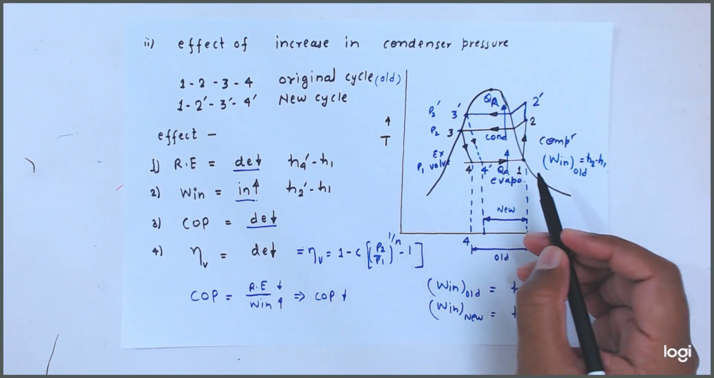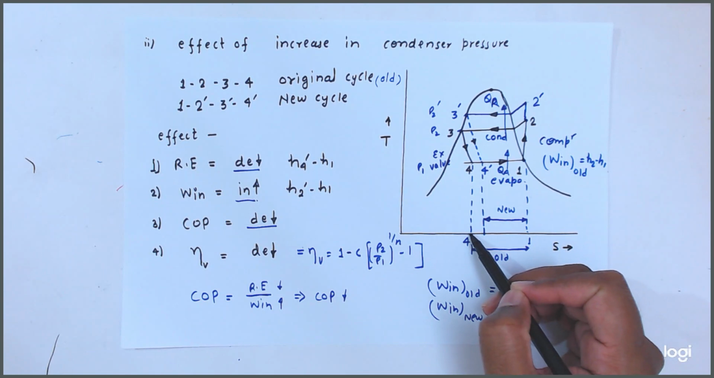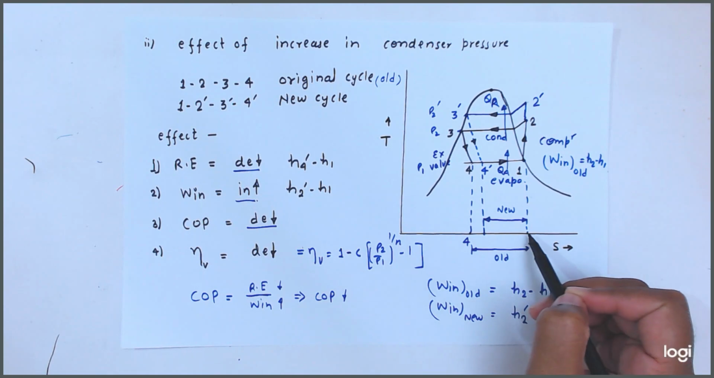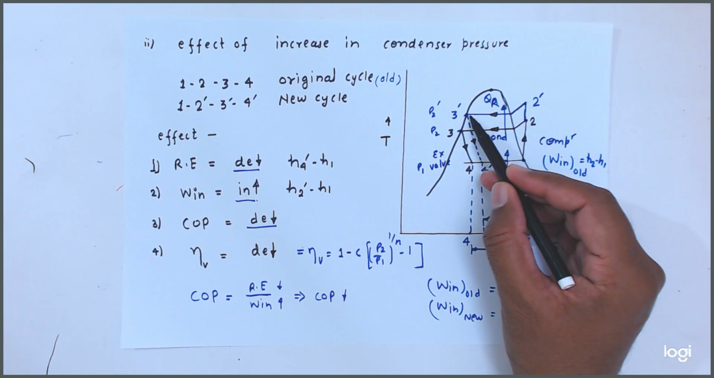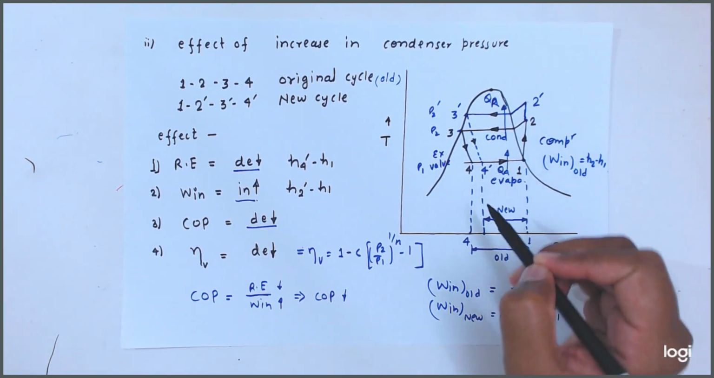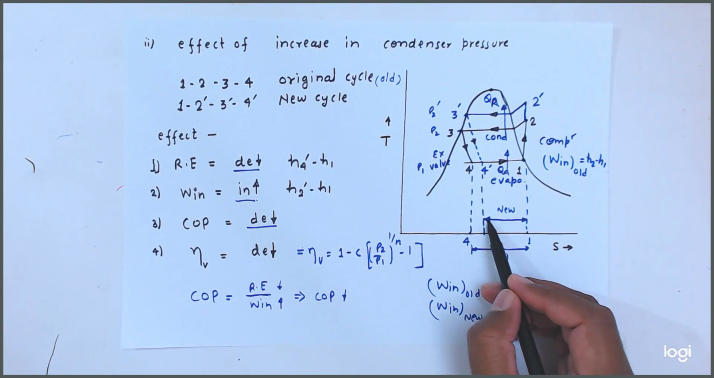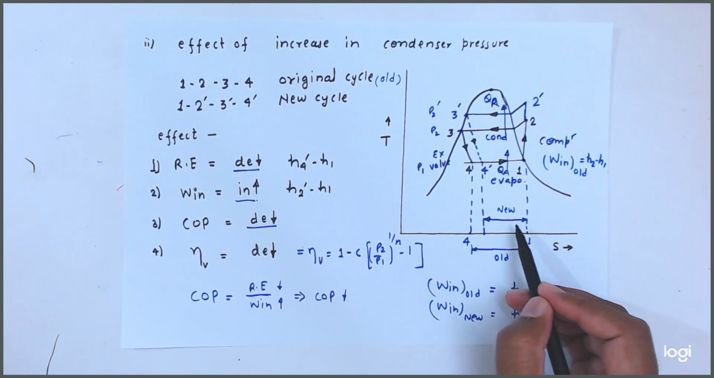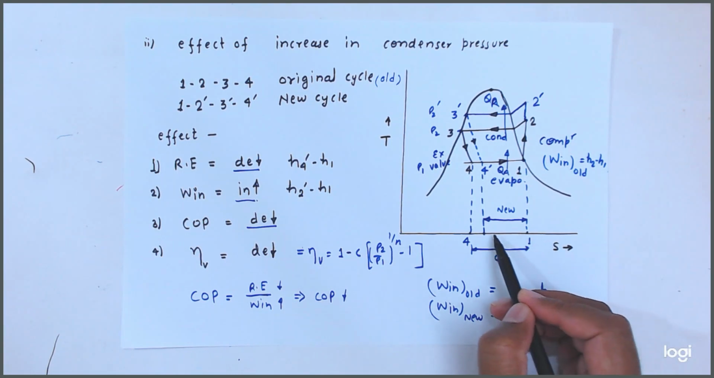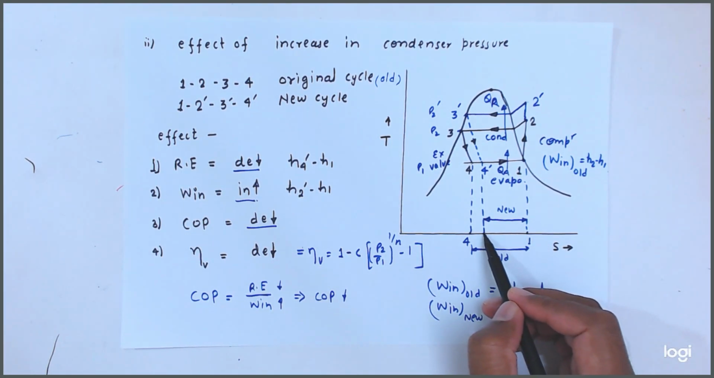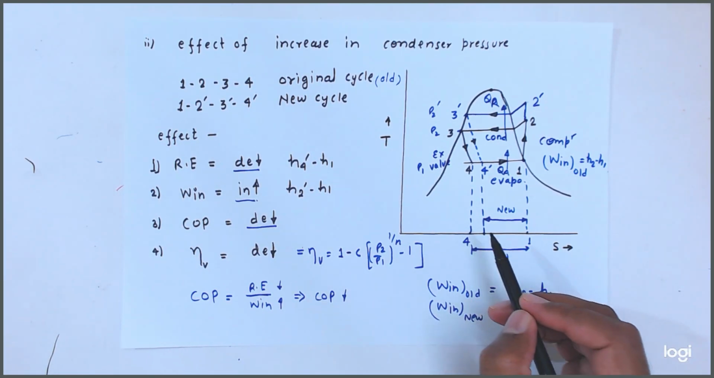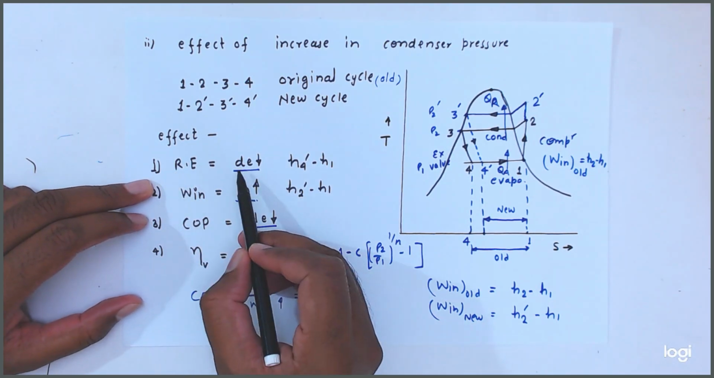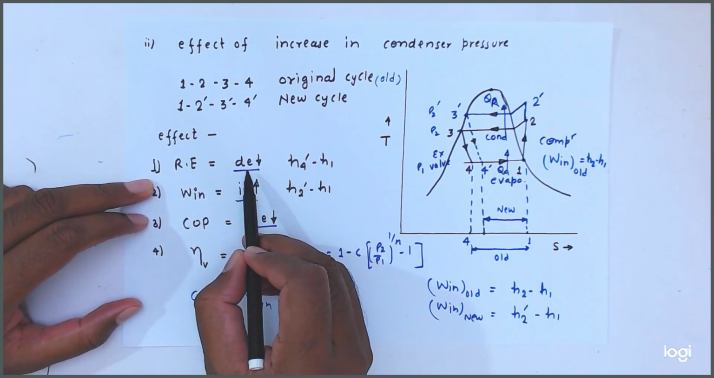So see here friends, earlier we were getting this much refrigeration effect, 4 to 1. Now because of this increase in condenser pressure we are getting this much amount of refrigeration effect. So this is the amount of refrigeration effect which is lesser than the original cycle. Getting friends? So what effect will come? Refrigeration effect will decrease.